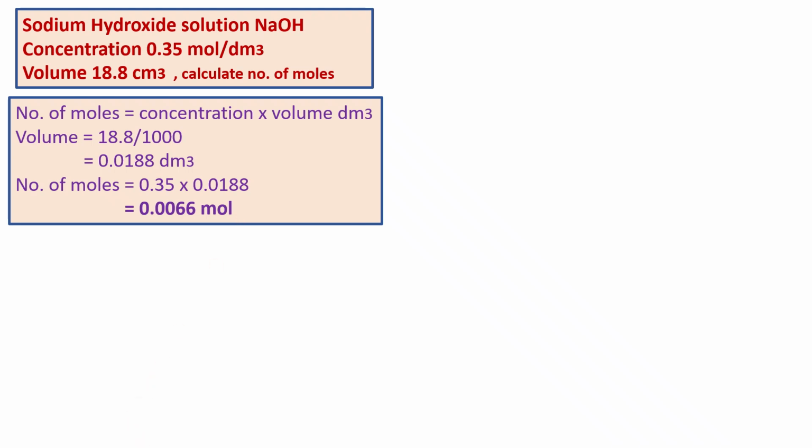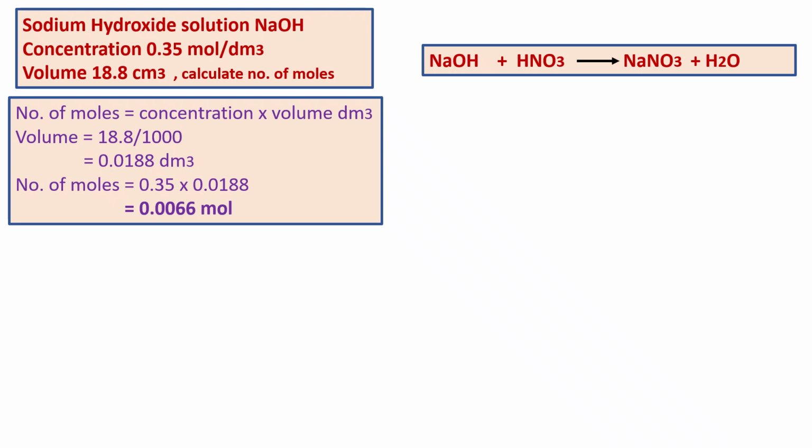Now let's do another part of the same problem. First, let's write the equation. If you don't see numbers, it means 1. So it is 1 mole of sodium hydroxide reacting with 1 mole of nitric acid HNO3 to produce 1 mole of sodium nitrate NaNO3 and 1 mole of water H2O.